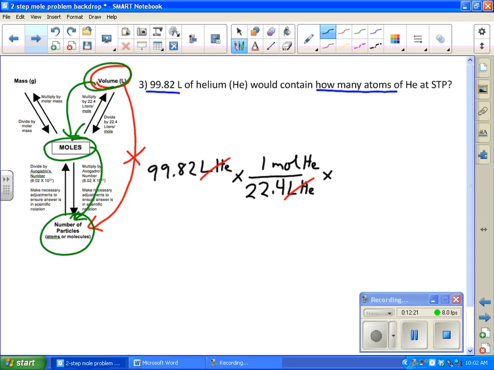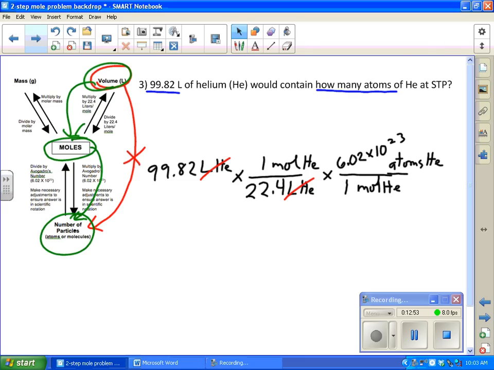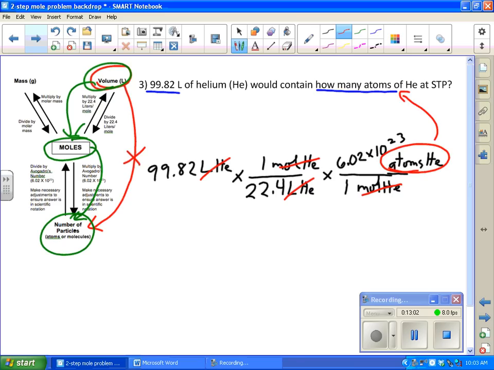How do we get from moles to number of particles? We will need to use Avogadro's number. So we will put 1 mole of helium in the denominator, because that's the unit we want to cancel out. We want to put atoms of helium in the numerator, and we need to put 6.02 times 10 to the 23rd atoms in that numerator. So again, students, you see that moles of helium cancel out. We're left with units of atoms of helium, which is exactly what the problem asks us to find.